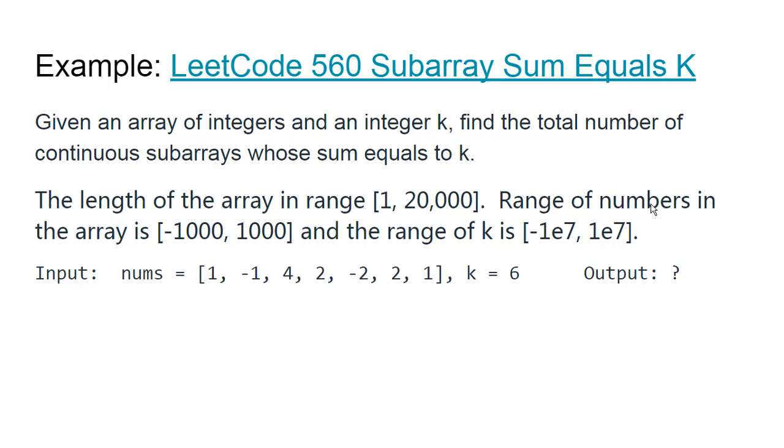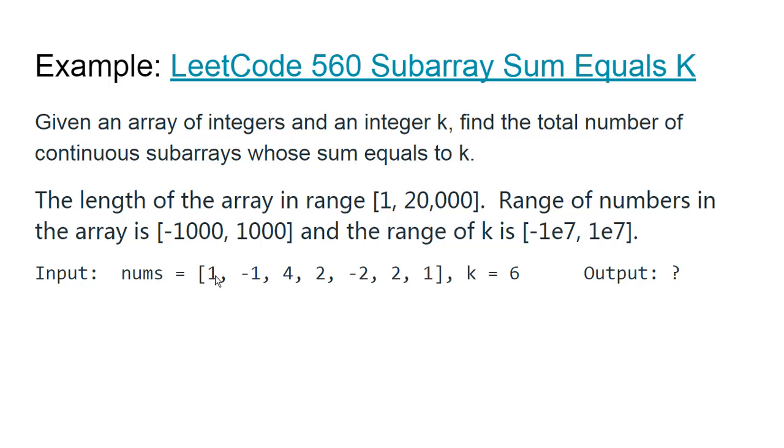So these are the parameter constraints. There are at most 20,000 array elements. Each of the numbers is in the range negative 1,000 to 1,000, and the range of k is in this range. In order to understand this question, let's consider this concrete example.